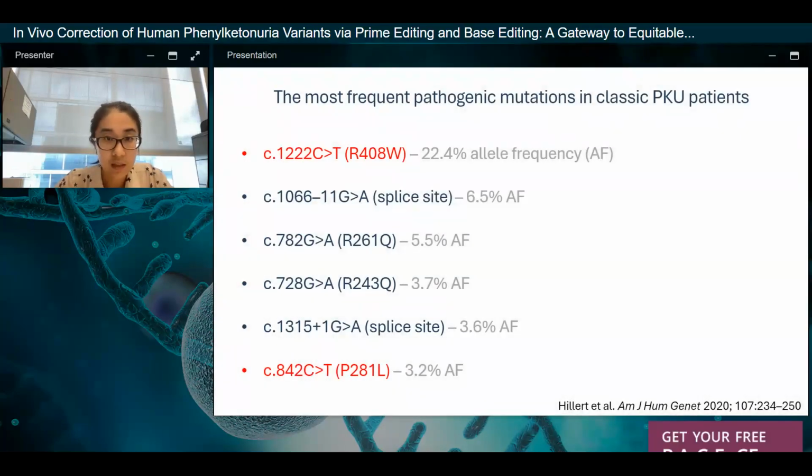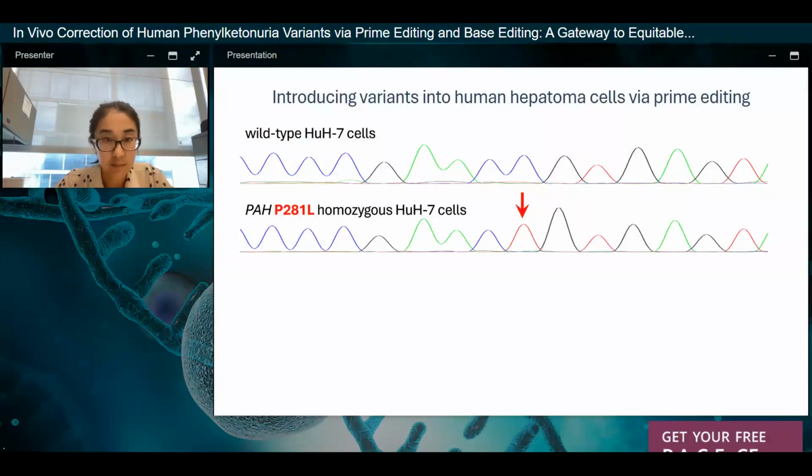So here are the most frequent pathogenic mutations identified in PKU patients. If you look at them closely, each of them could potentially be corrected by adenine base editing, A to G edits, either on the sense strand or the antisense strand. First, I'm going to show you our progress in correcting the two variants highlighted in red here. The first one is R408W, which is the most frequent pathogenic mutation in the US. The second one, which I will refer to as P281L, is the top 6 in the US.